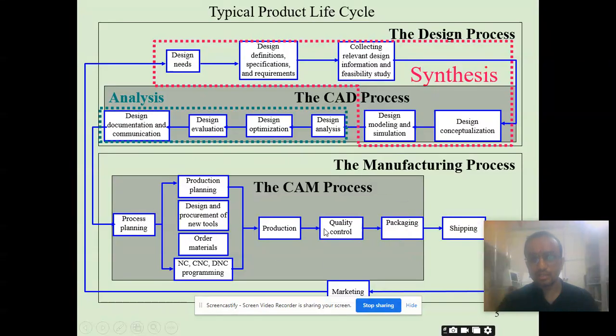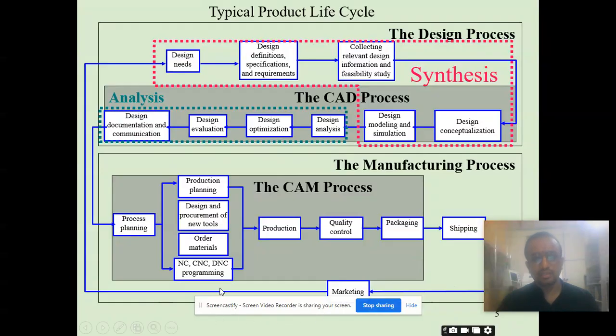So till the packaging, our CAM software or CAM process works, and till your synthesis and analysis, your CAD portion works. So this is all about the typical product life cycle of using CAD and CAM. So after packaging, what will we do? This packaged product goes for shipping and then is sent to the market.